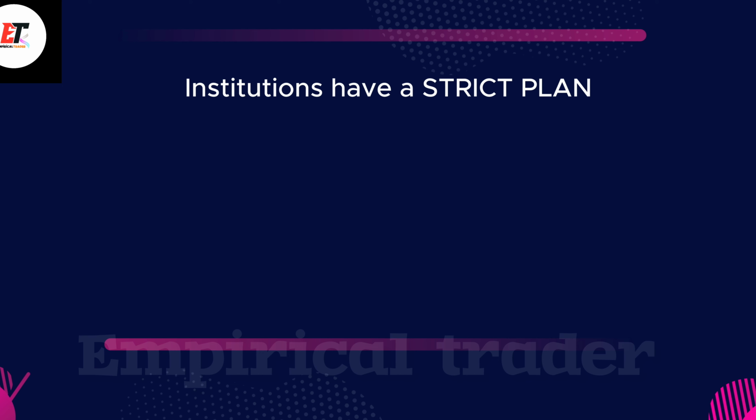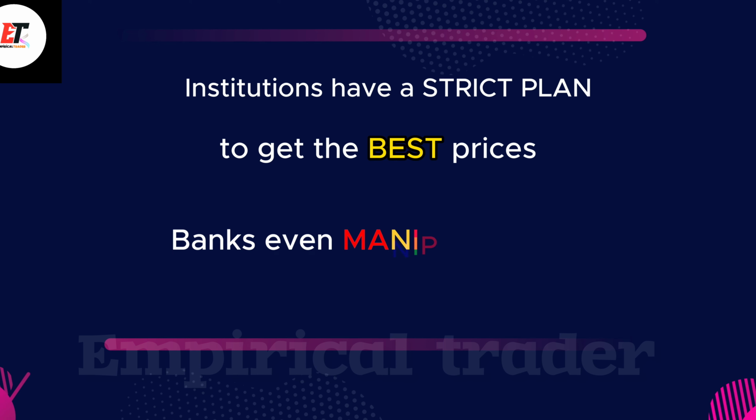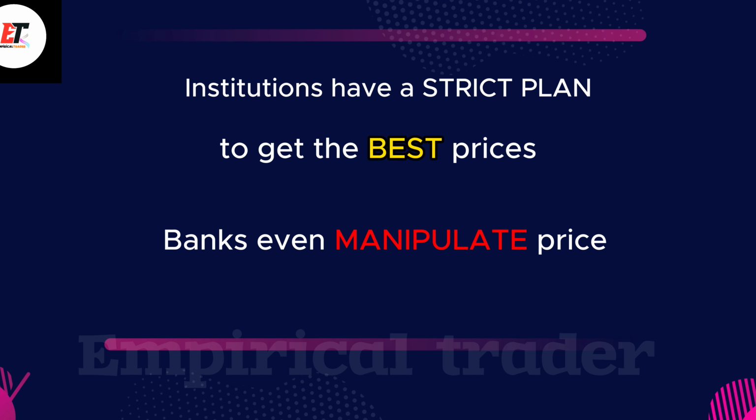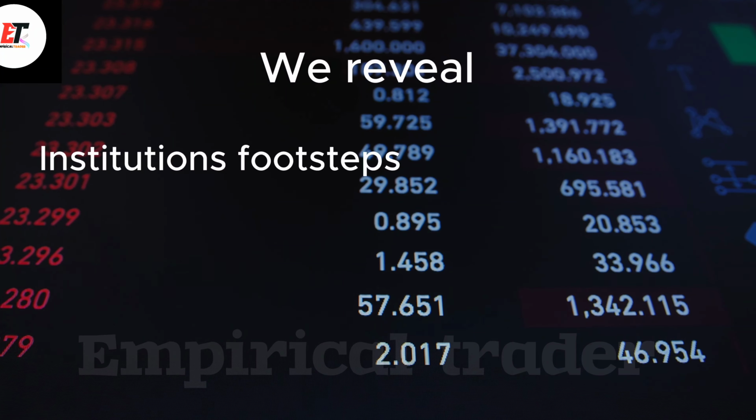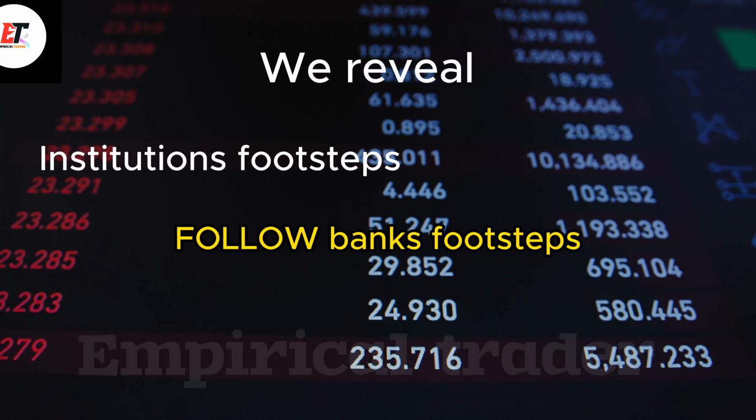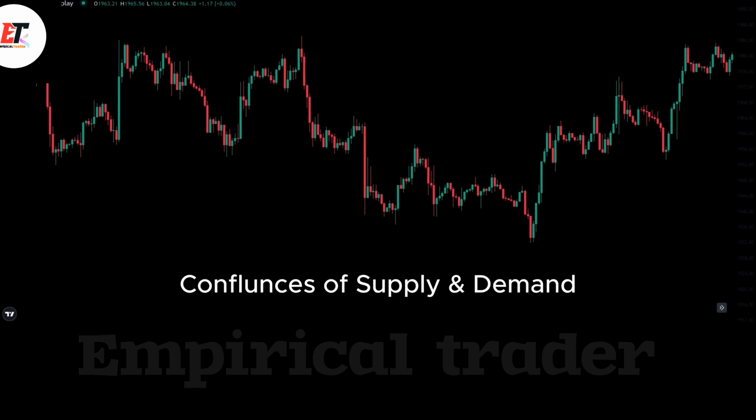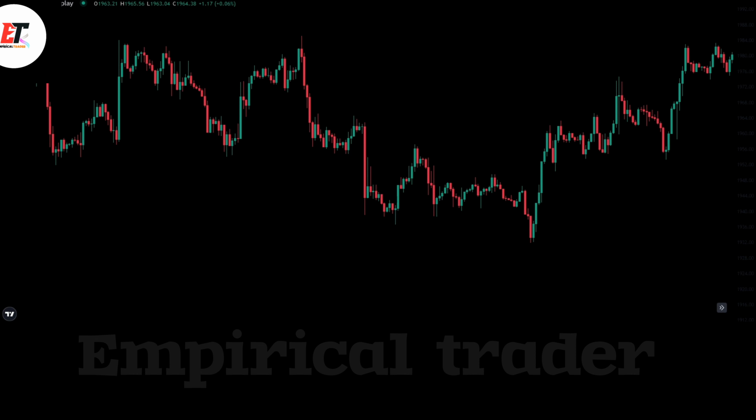Institutions do not buy or sell at random prices. They have a strict plan to get the best prices available, and they are not afraid to even manipulate the price to their advantage. The strategies presented in our videos reveal the institutions' footsteps, and all we need to do is to follow them. Now, there are confluences that can increase accuracy in trading supply and demand zones.